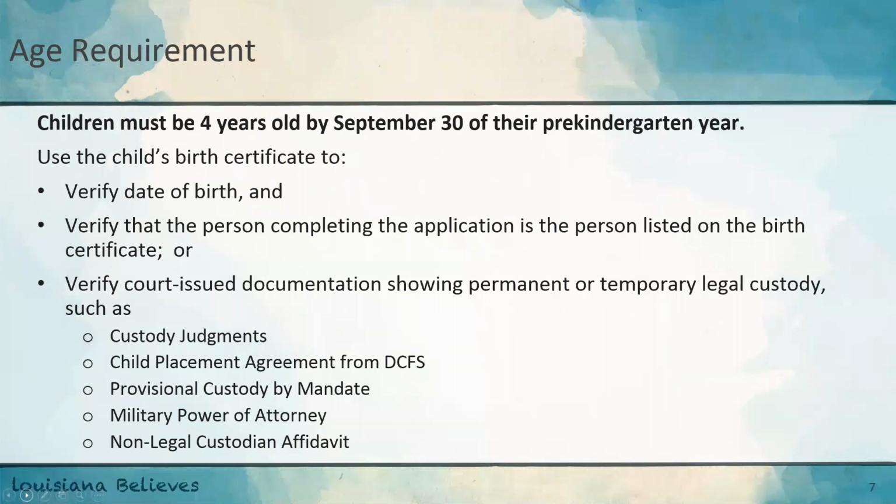The provisional custody by mandate and military power of attorney are both legal forms which will need to be appropriately notarized to be valid. Families may also submit the non-legal custodian's affidavit, which does not grant legal custody, but allows a person other than the legal guardian to authorize educational services and school-related medical services for the named child if the parent is unable to be present.